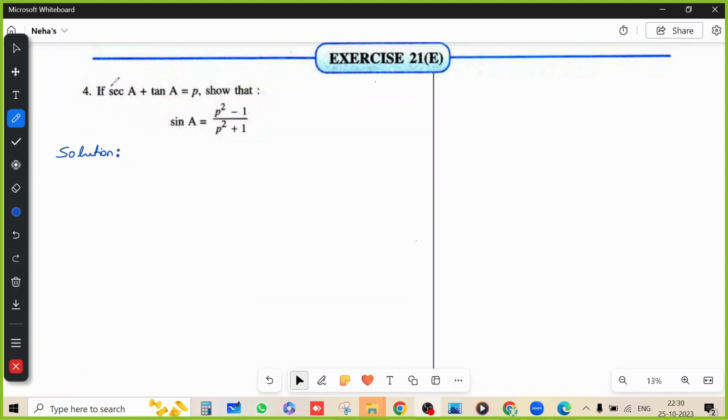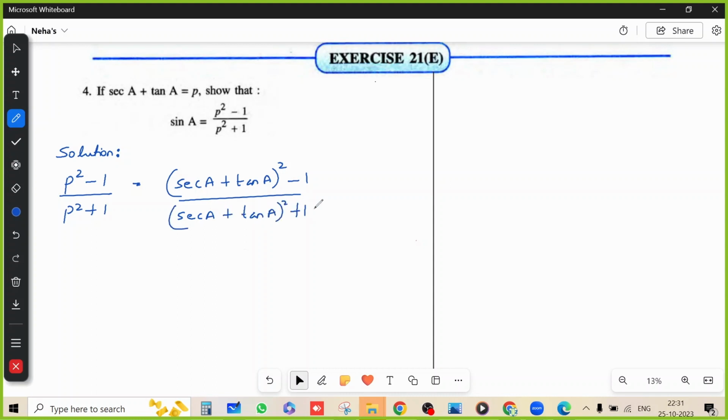Question number 4 is, if sec a plus tan a is equal to p, show that sin a is equal to p square minus 1 divided by p square plus 1. So here we will start with the right hand side, that is p square minus 1 divided by p square plus 1. Now we will put the values from the given statement. So it will be sec a plus tan a whole square minus 1 divided by sec a plus tan a whole square plus 1.